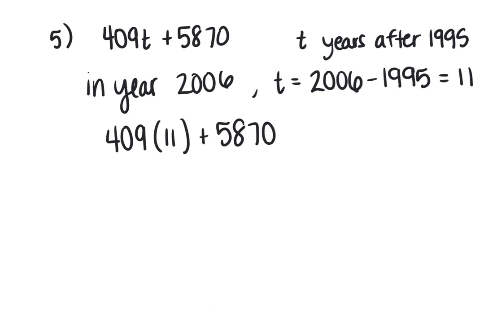Now, if you're using something like Desmos, then you can type this whole thing in. If you're using your cell phone calculator, you need to first do your multiplication and get that number, and then add the 5,870 in 2 separate steps. You can't just type it all in at once on a basic cell phone calculator because it doesn't do order of operations.